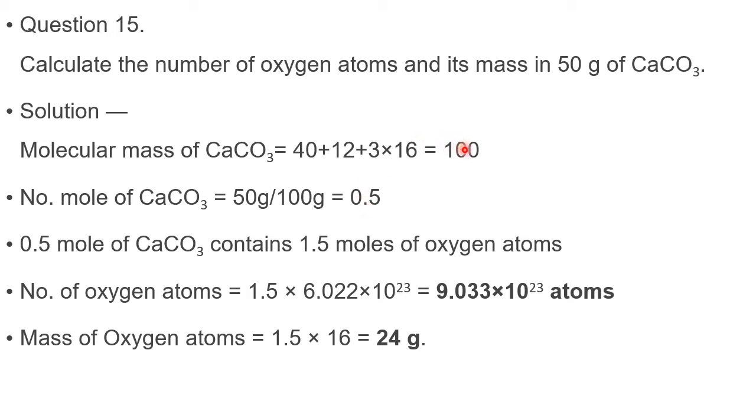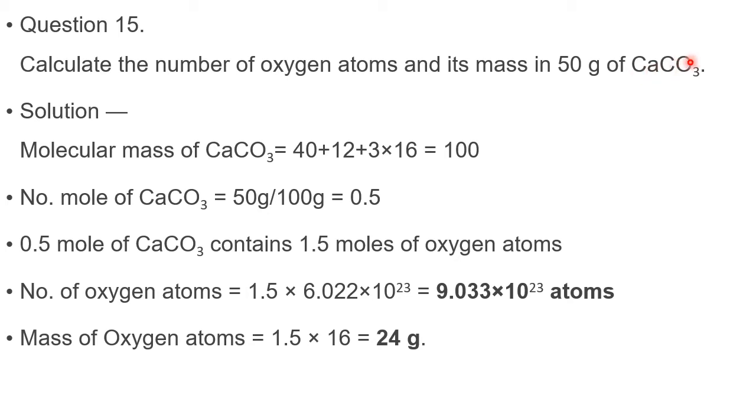In 100 gram of calcium carbonate, or 1 mole of calcium carbonate, how many moles of oxygen? 3 moles. See your formula. In 1 mole of calcium carbonate, how many moles of oxygen? 3 moles. Now in the 50 gram, because 1 mole of calcium carbonate means what? How many grams? 100 gram. So 100 gram or 1 mole of calcium carbonate means how many moles of oxygen?